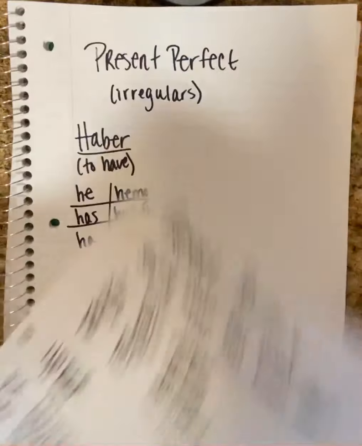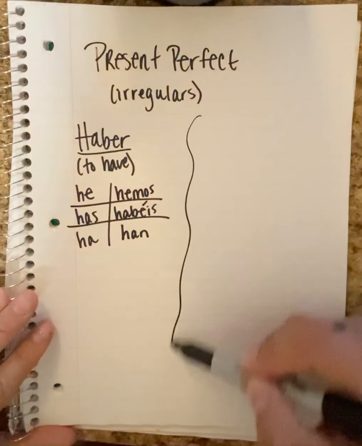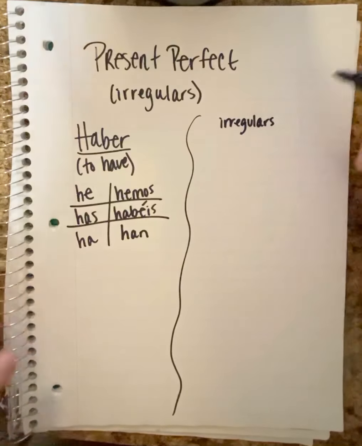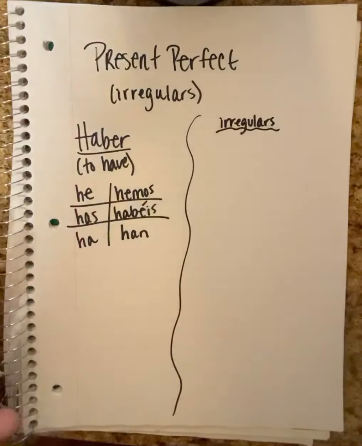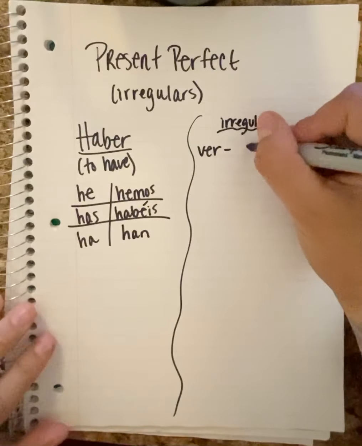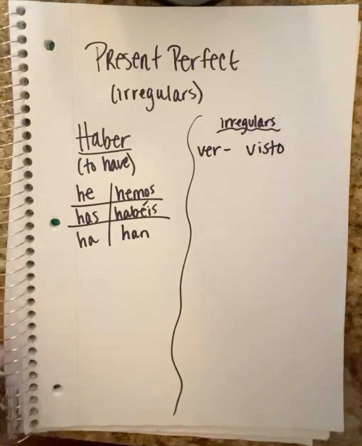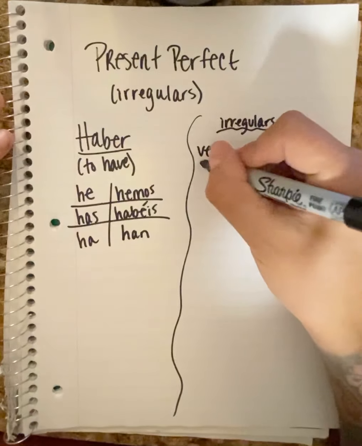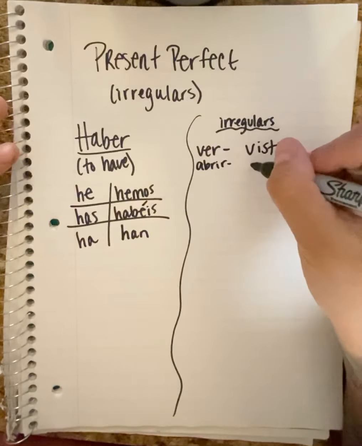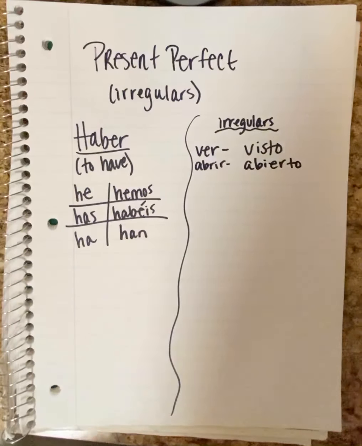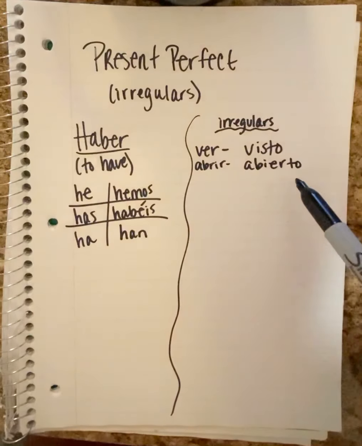ido. However, we do have some irregulars. And I will upload these as well as individual images onto the module. So for example, the verb ver would go to visto. I have seen, yo he visto. The verb abrir, to open, goes to abierto. I have opened. Yo he abierto.